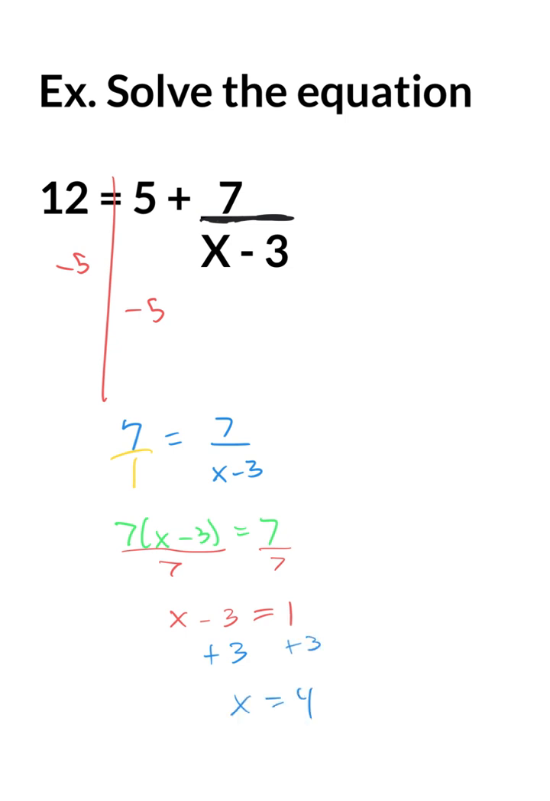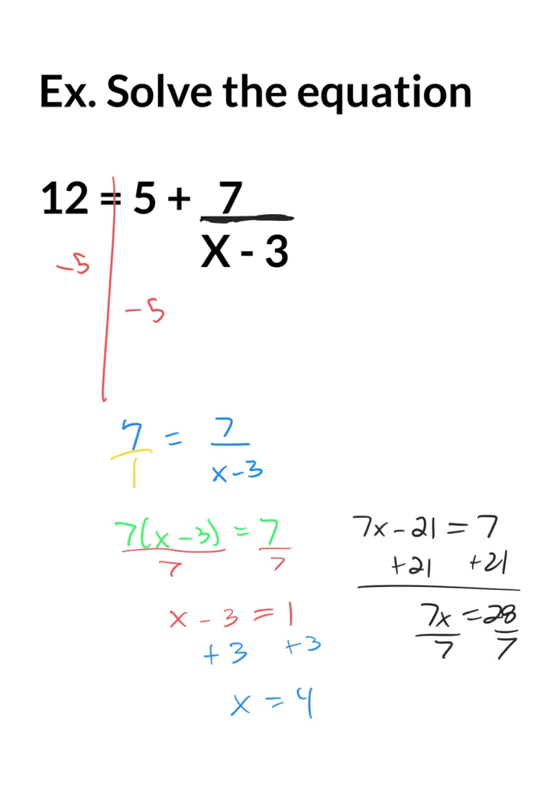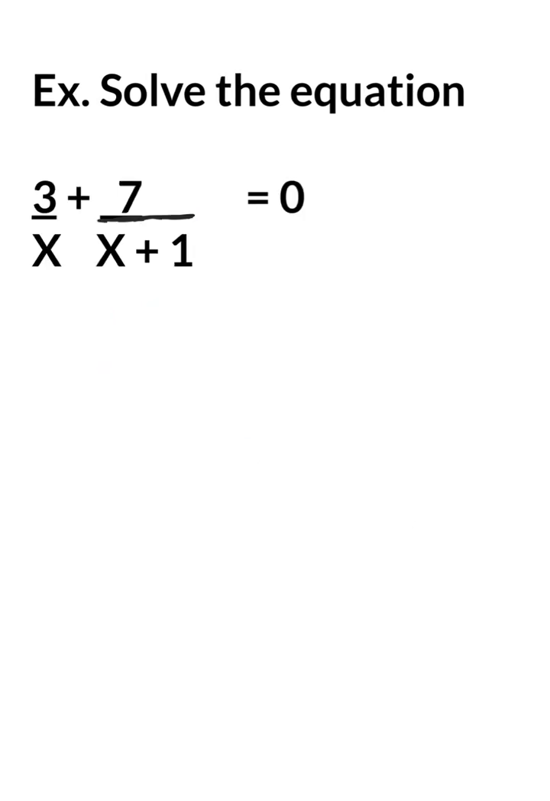Now, let's just say you would have distributed here and got 7x minus 21 is equal to 7. And then if you notice, you add 21, 7x equals 28. Divide by 7, x is still equal to 4. All right, so here we go.